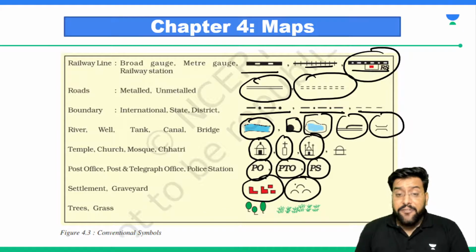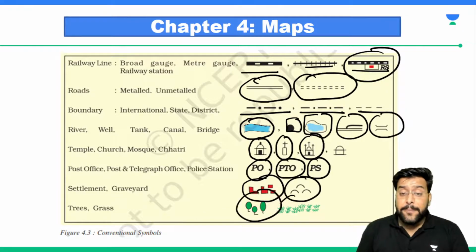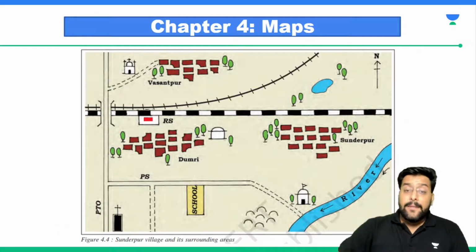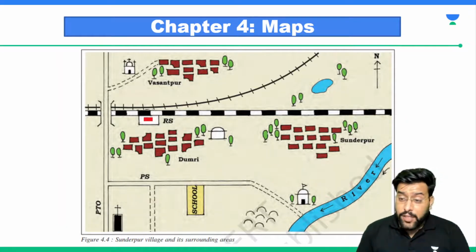We represent graveyards. We represent trees. We represent grass. Are we following it? The various types of symbols that are used on the map. Then we make use of colors. For example, here you can see river.